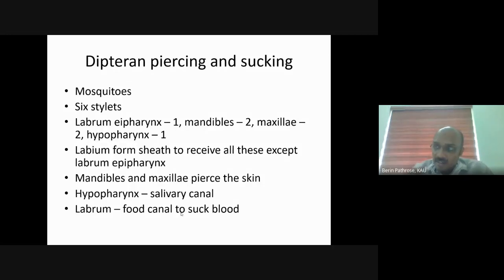Inside the hypopharynx, we have a channel, that is the salivary canal, and the labrum epipharynx is through which the mosquito sucks the sap. So we have six stylets: mandibles modified into a pair of mandibular stylets, maxillae modified into a pair of maxillary stylets, labrum is modified into a stylet, and hypopharynx is modified into a stylet. Mandibular and maxillary stylets pierce the skin. Hypopharynx has the salivary canal, and labrum has the food canal through which blood is sucked in.